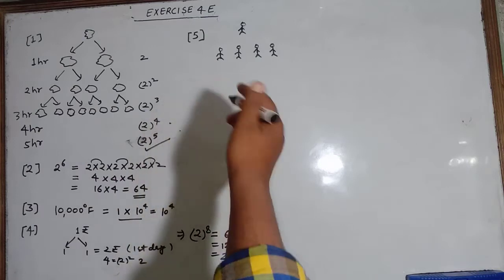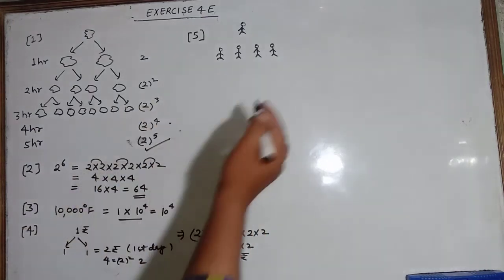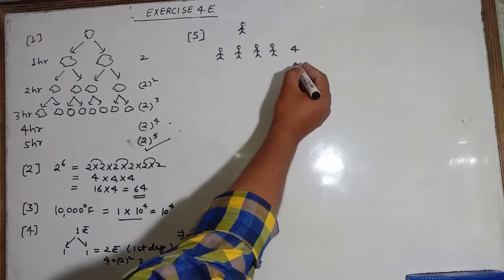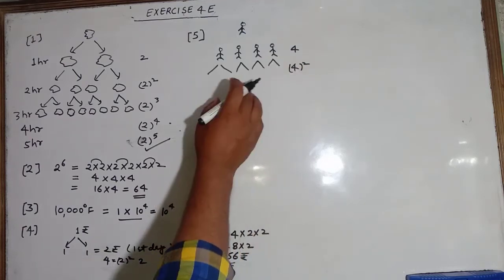See, in the first round it will be like this, which means 4 people are there in the first round. So in the second round it will be 4 to the power 2. It will be like this.